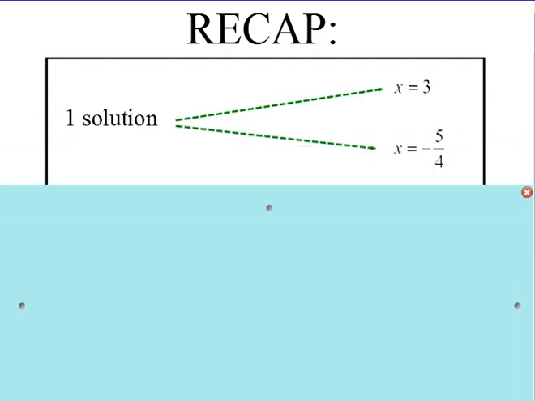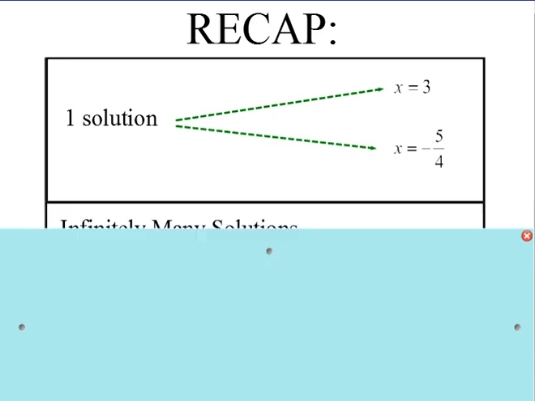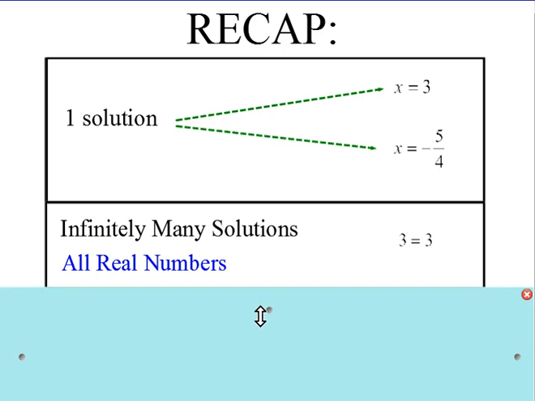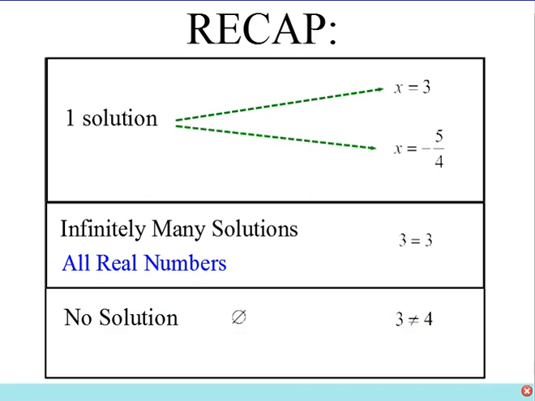So let's recap this. We get one solution when we end up with x equals, or y equals, some variable equals a number, whether it is a whole number, an integer, a rational number, a fraction of sorts. It doesn't matter. That gives us one solution, and we're going to check our solution. We could get infinitely many solutions or all real numbers. That happens when the variables all disappear and both sides are equal to exactly the same number. For instance, here, 3 equals 3. And the last one would be no solution, or we would use the empty set symbol to represent that.